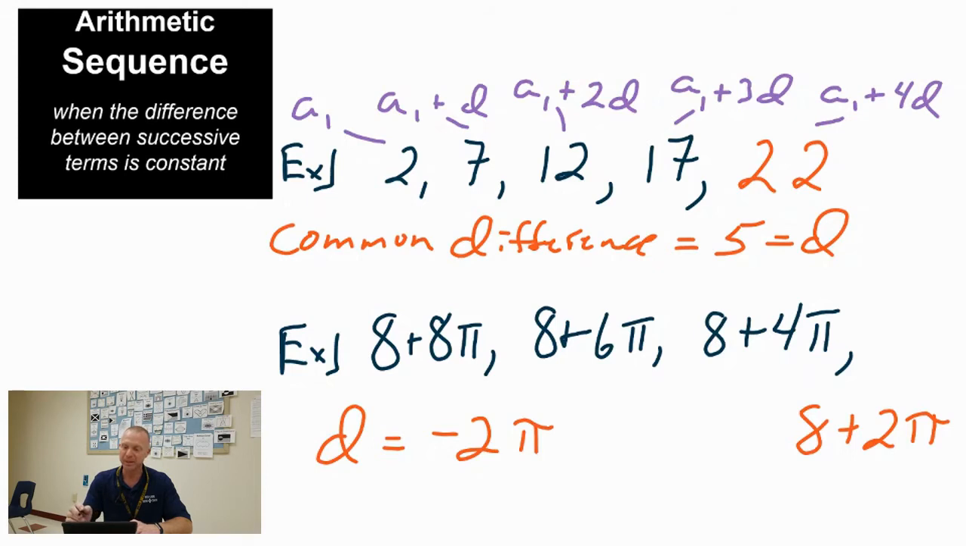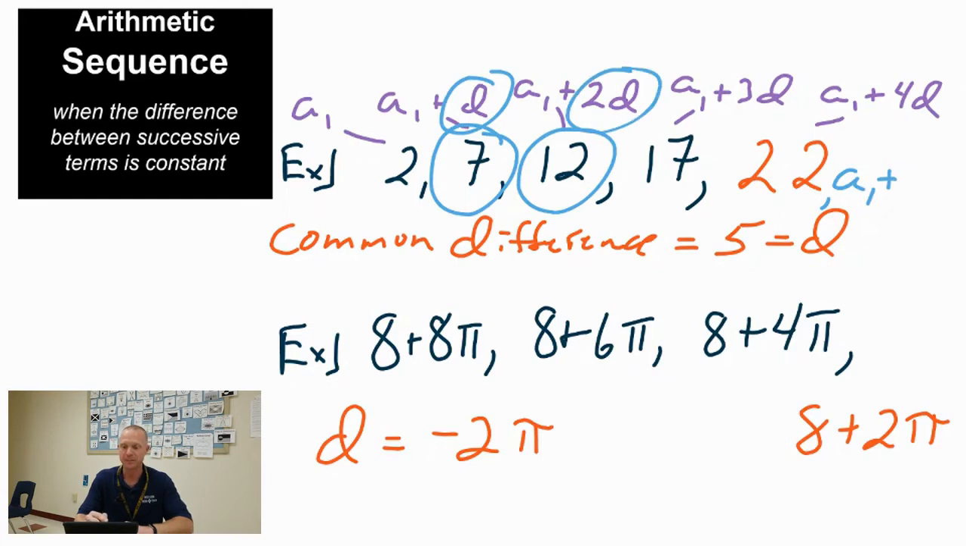Now, the nth term would be basically any term that's in this sequence. And we should notice here that the nth term can always be described using the first term, plus how many common differences? Not n common differences, okay? Because if you look here, the second term only used 1 common difference. The third term used 2 common differences. So the nth term is going to use n minus 1 common differences.